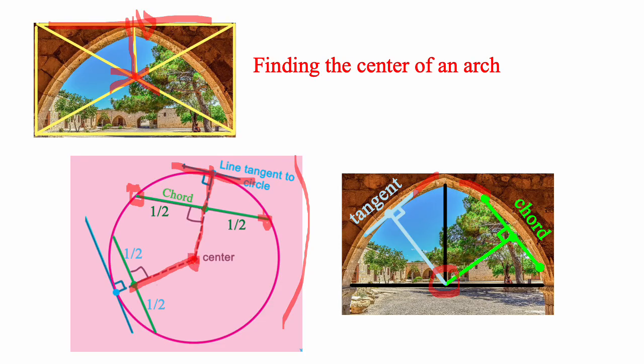Similarly, with an arc, you can find a tangent line and draw a line perpendicular to it. Or you can draw a chord going from one point on the arc to the other, find its middle, and then draw a perpendicular line, and they will meet at the base of the arch in the middle. Now, this can be used because these arches are composed of circles, but this doesn't work for ellipses.